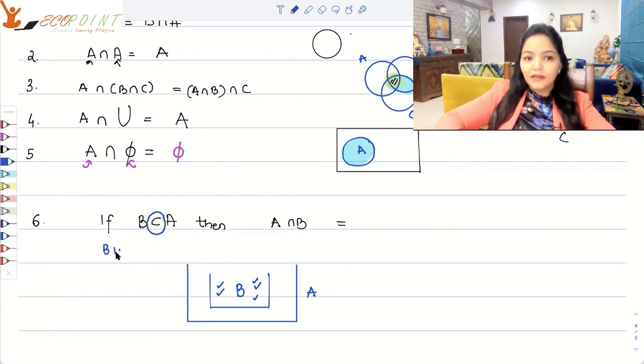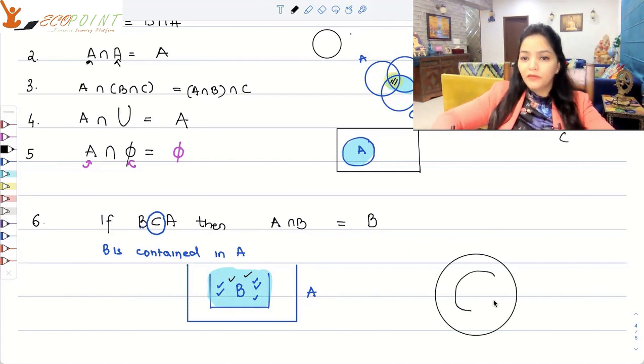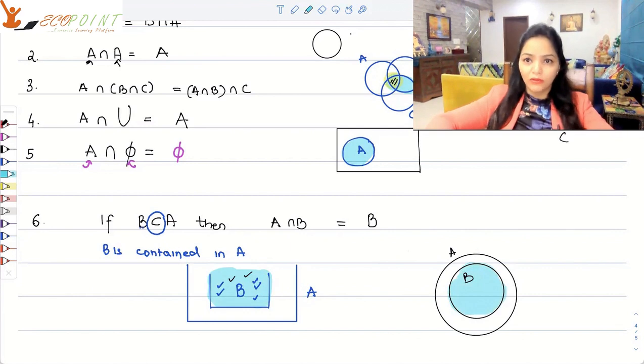B is contained in A. Now, you are talking about the intersection. Intersection means common part. The common part, that is all the elements which are in A as well as in B, are the elements which are in B. So that means this will be equal to B. In terms of a Venn diagram, this is A and this is B, and B is entirely contained in A. So what is the common part? The common part is B. So hence this will always happen. It's a law when it comes to the operator intersection.